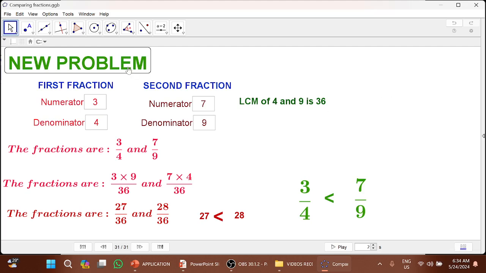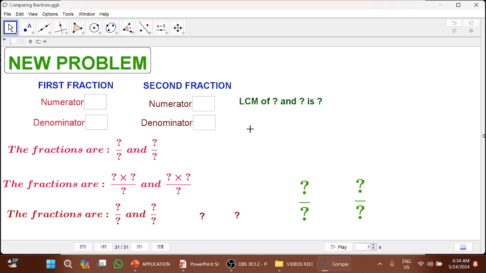Now if you click this new problem, everything clears automatically, and you can simply enter the first fraction and the second fraction. The child knows the steps. You have to find the LCM, convert the fractions, and then see which is greater and which is smaller.